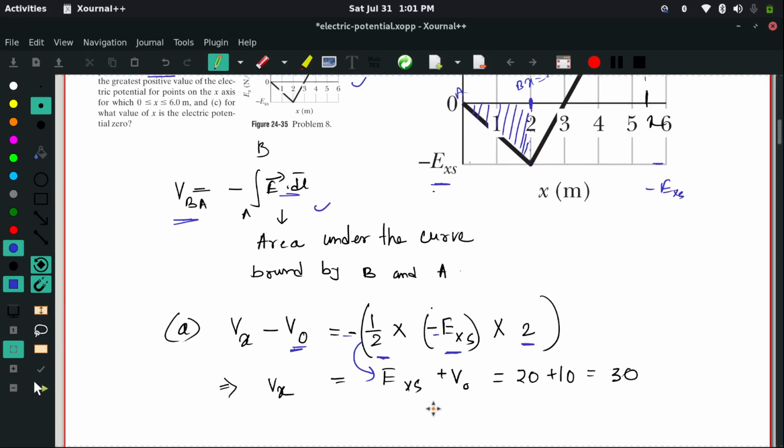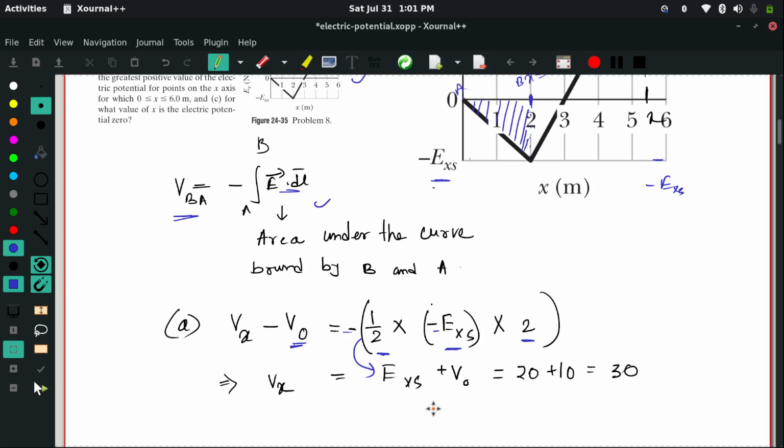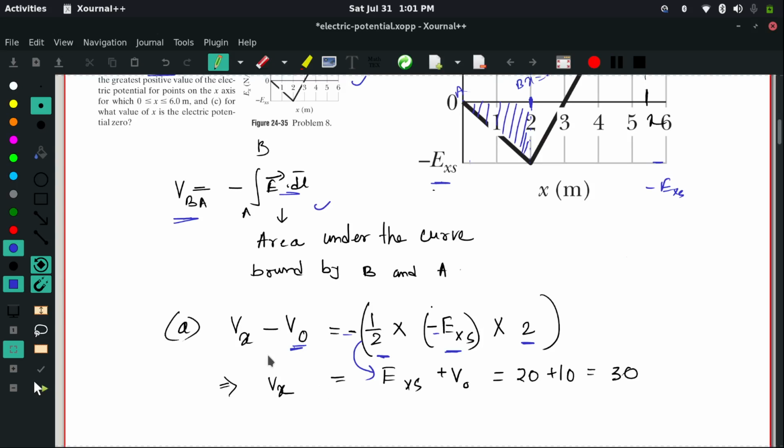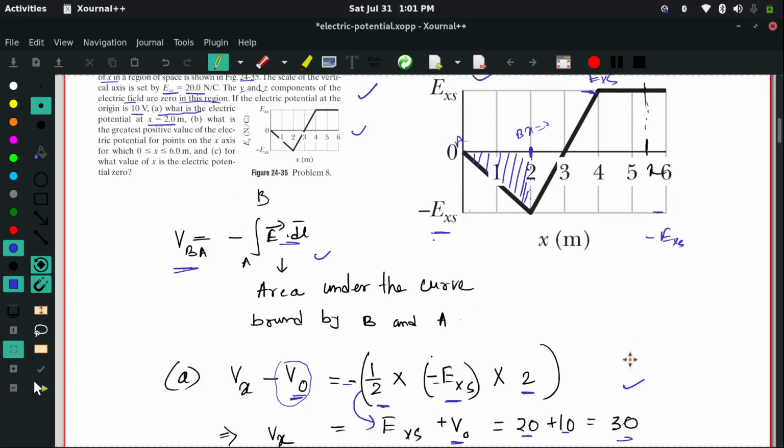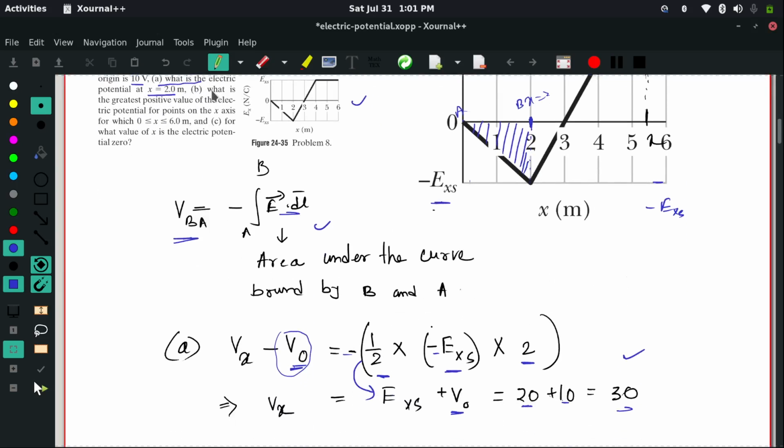Okay, but I have been asked to calculate the potential at x is equal to 2, right? So what I'll do now is, there is this V naught on the left hand side, I'll bring it to the right hand side. Okay, so Ex was 20 Newton per Coulomb and V naught, so potential at origin was 10, so you just add it up. Okay, so yeah, first part is done. Let's move on to the next part.